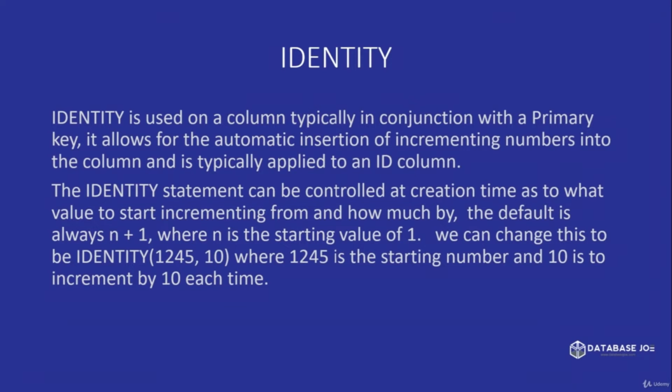Identity is used on a column, typically in conjunction with a primary key. It allows for the automatic insertion of incrementing numbers into the column and is typically applied to an ID column. The identity statement can be controlled at creation time as to what value to start incrementing from and how much by. The default is always n plus 1, where n is the starting value of 1. We can change this to be identity(1245, 10), where 1245 is the starting number and 10 is to increment by 10 each time.